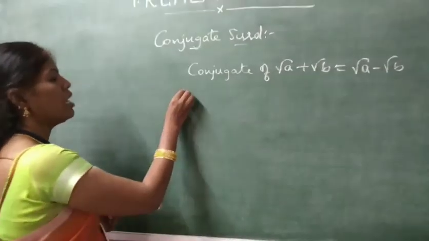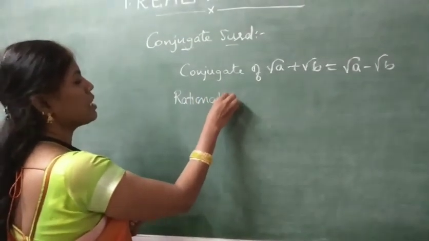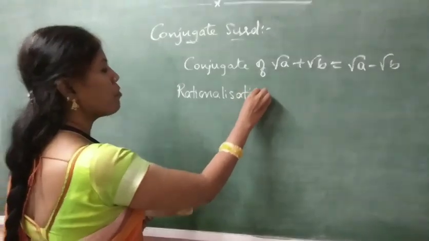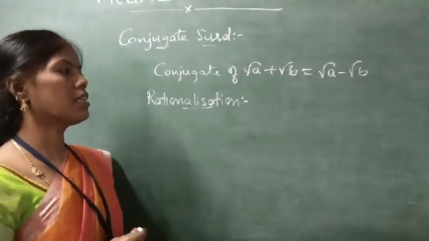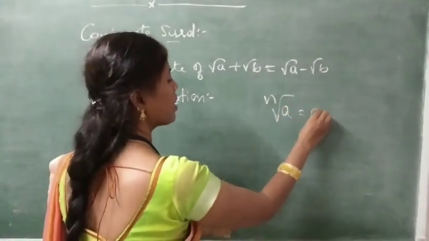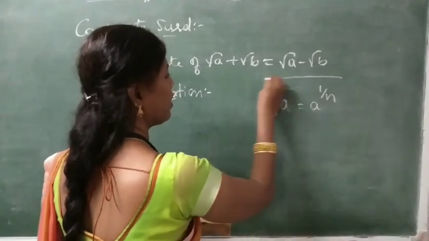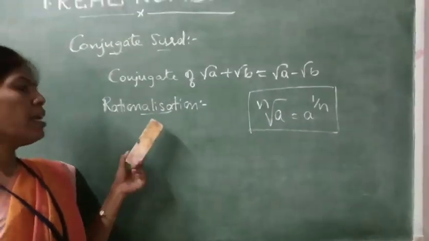Now we go for rationalization. What is rationalization? Before going to rationalization, let me clear one thing. Nth root A is nothing but A to the power of 1 by n. Nth root A is A to the power of 1 by n.